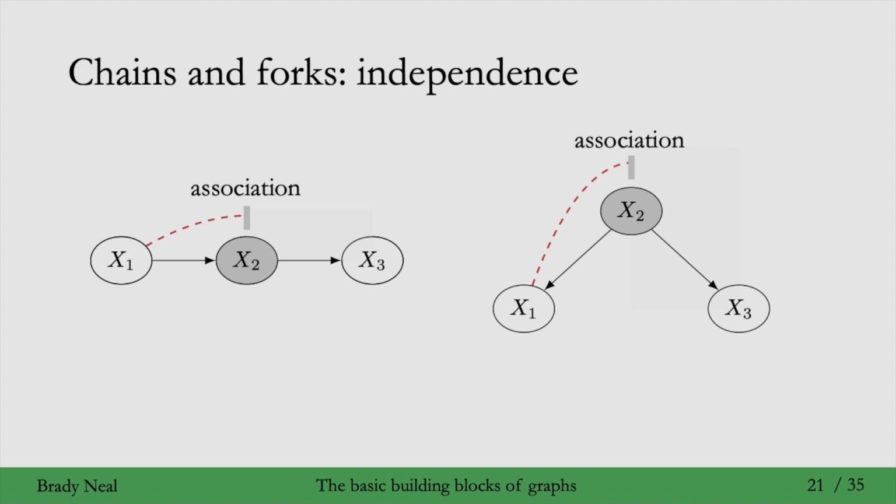And similarly, it's the same in forks. When you condition on x2, it blocks the path from x1 to x3. It makes x1 and x3 conditionally independent.